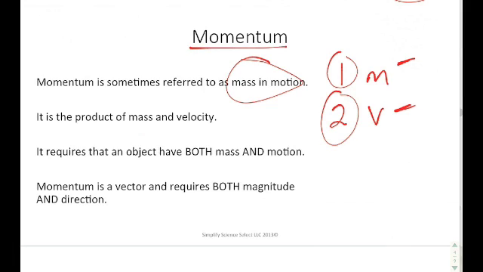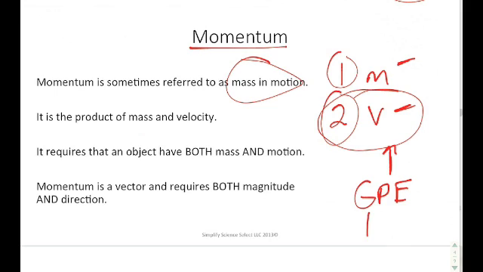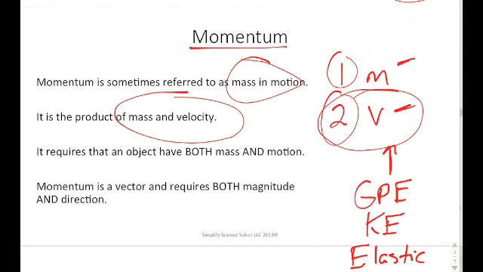Because of that, a lot of times you'll see momentum referenced with energy. If it has to be in motion, what type of energy does it have to have? I'll leave that for you to figure out, but it's either gravitational potential energy, kinetic energy, or elastic energy. There are situations in which it can have all three, but no matter what, if an object has momentum, it should have one of those. Momentum is defined as the product of mass and velocity, so if you increase one and decrease the other, there's really no change in the momentum.